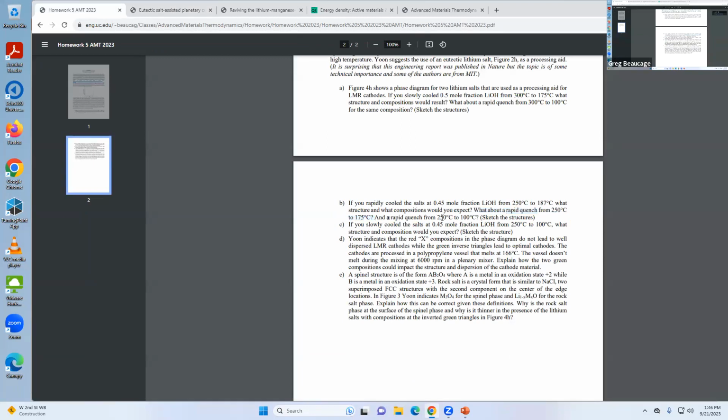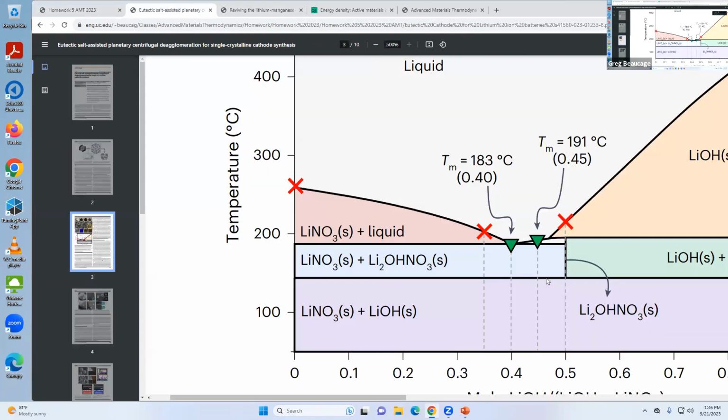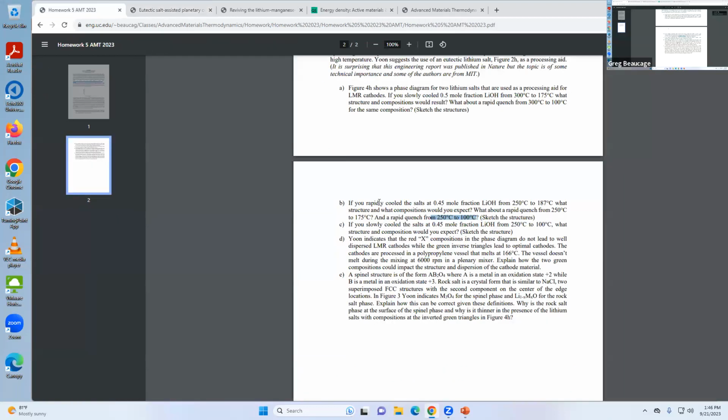And then a rapid quench from 250 to 100C. So if you go down to 100, then you just have the two salts. And if you're at 45%, that's going to be mostly the hydroxide, and it's going to be a large amount of domains of the nitrate. Right? You'll have a bunch of domains of nitrate that are pretty big in a matrix of the hydroxide. I think for that. Then is that it? 250, and then sketch the structure. You have to make a cartoon of that.